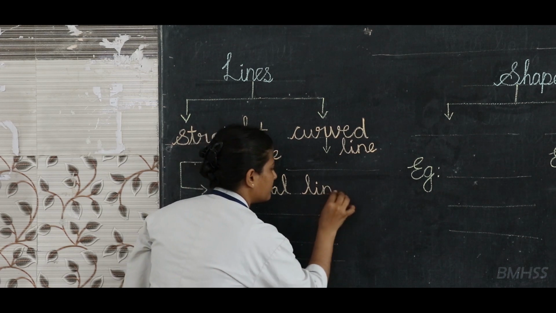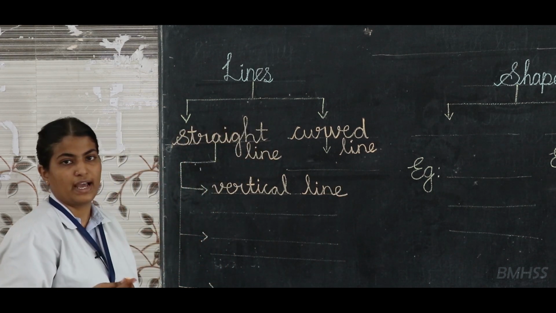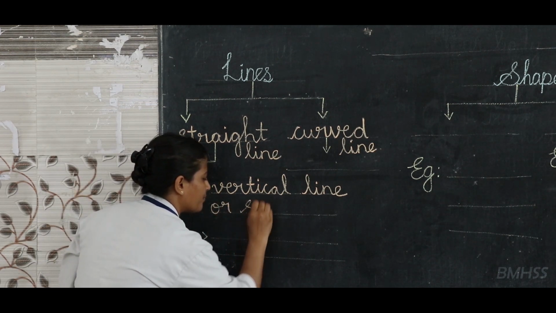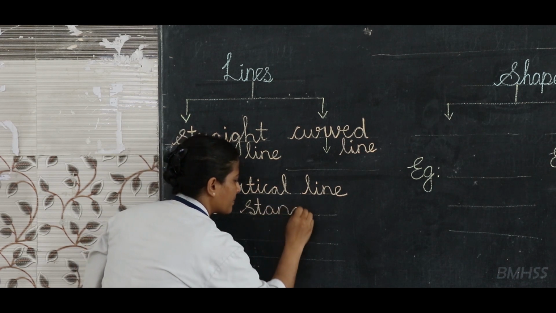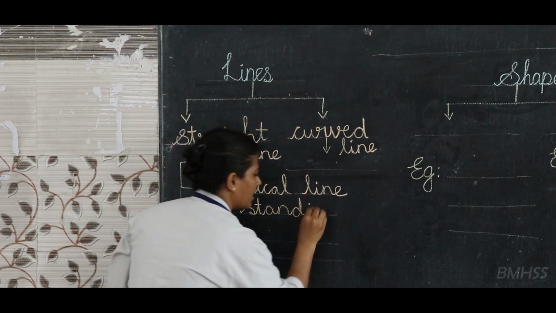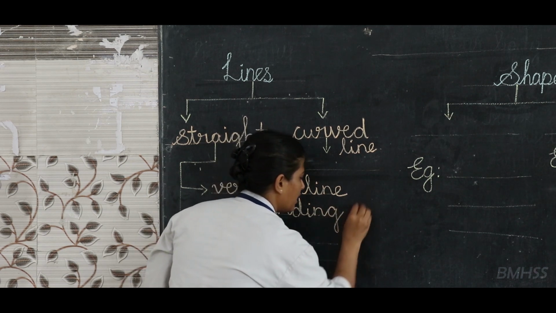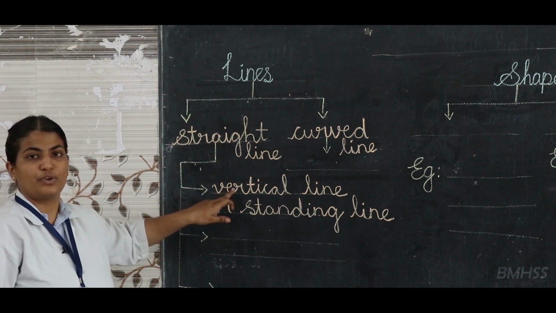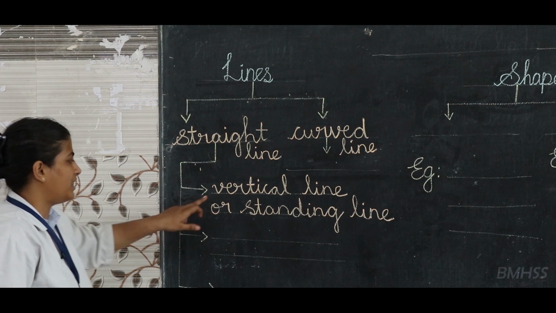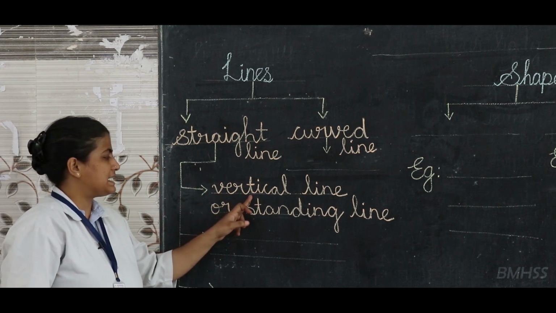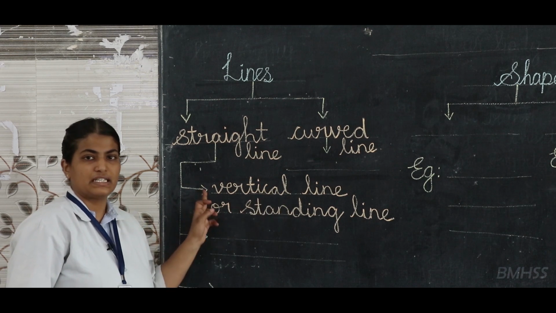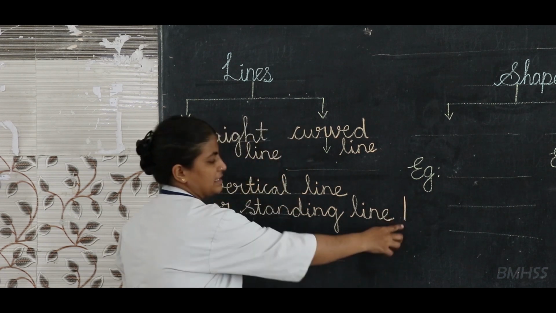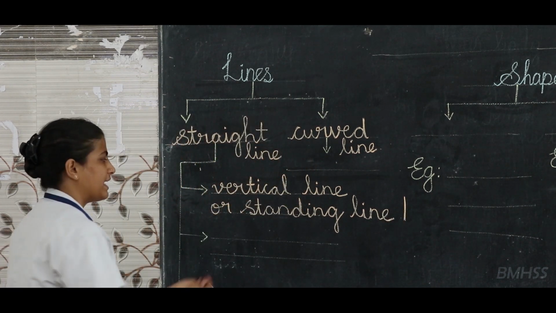vertical line. Vertical line is also known as standing line, S-T-A-N-D-I-N-G, standing line, L-I-N-E. So the vertical line is also known as standing line. Now shall we spell this children? V-E-R-T-I-C-A-L. Vertical line or standing line. It looks like this. So this is a vertical line or standing line.